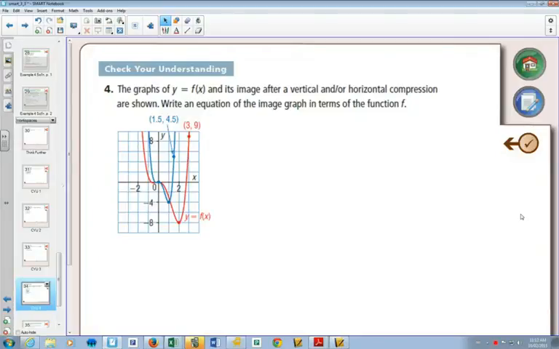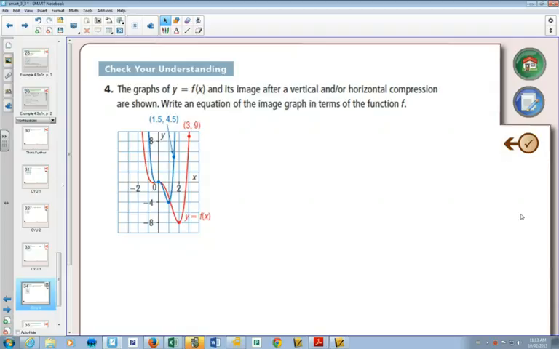All right. So now we've got two graphs there, and we're going to see if we can figure out what the transformation is. So we've got f of x, the original one there in red, and they tell us that there's some vertical and horizontal compressions, and then we end up with the blue graph.